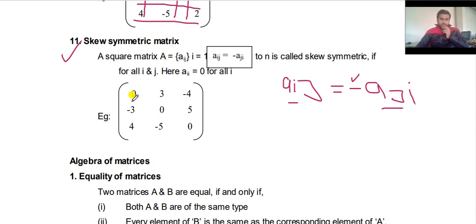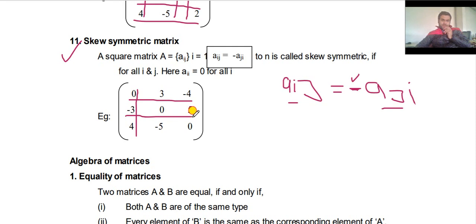Similarly, you can see the example in this question. This is the first row of the matrix: 0, 3 and minus 4. Suppose we transpose this matrix, this row becomes the column. So this is your first column. It is similar, 0, 3 and minus 4, but the sign is changed. Here it is plus 3, then it becomes minus 3. Here it is minus 4, it is converted into plus 4, because a minus sign comes after transposing the matrix.